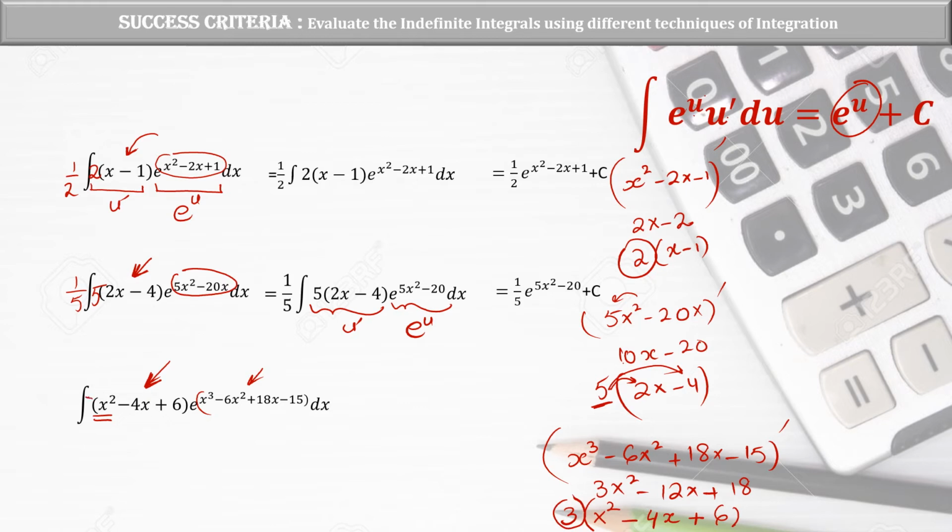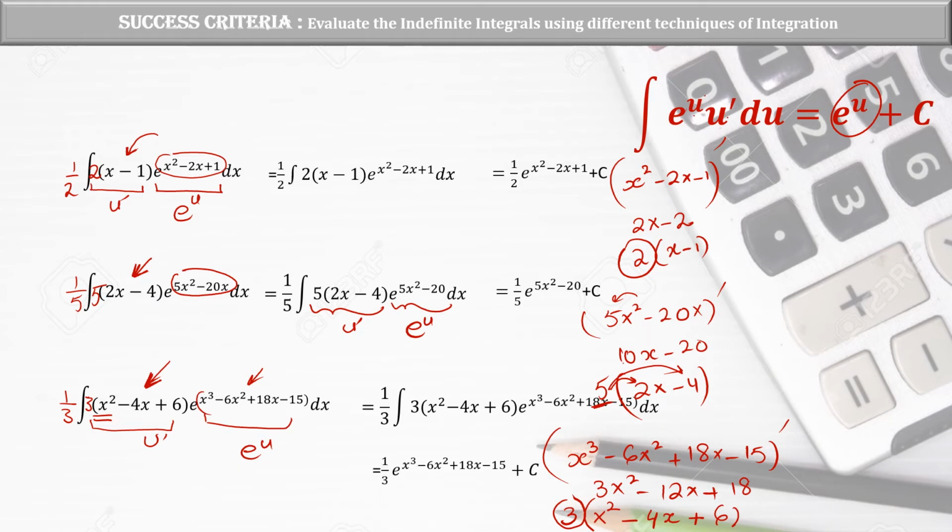So we multiply the 3 inside and we write outside 1 over 3. So now here we have been given u and u prime and e to the power u is given. So the answer is e to the power u. So we will write 1 over 3 and only the e to the power x cube minus 6x squared plus 18x minus 15. And don't forget to write plus c because it is indefinite integral.